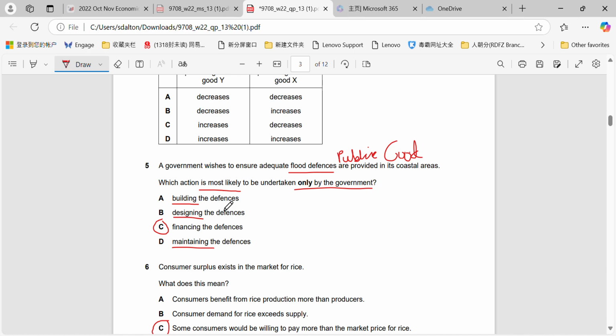We could actually pay the private sector from government funds to maintain it, for example. We could pay the private sector to build it, and they would do so because they'd be obtaining a profit. But to finance the project for a public good would only be done by a government, because of the lack of a profit incentive for the private sector.